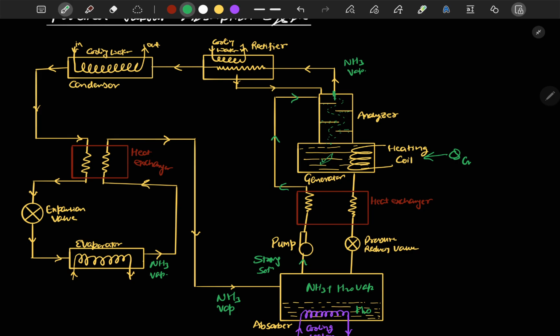After the ammonia is converted into vapor, the remaining weak solution is sent back to our heat exchanger, and after it we perform pressure reduction. We pass it through a pressure reducing valve, and we send it back to our absorber.